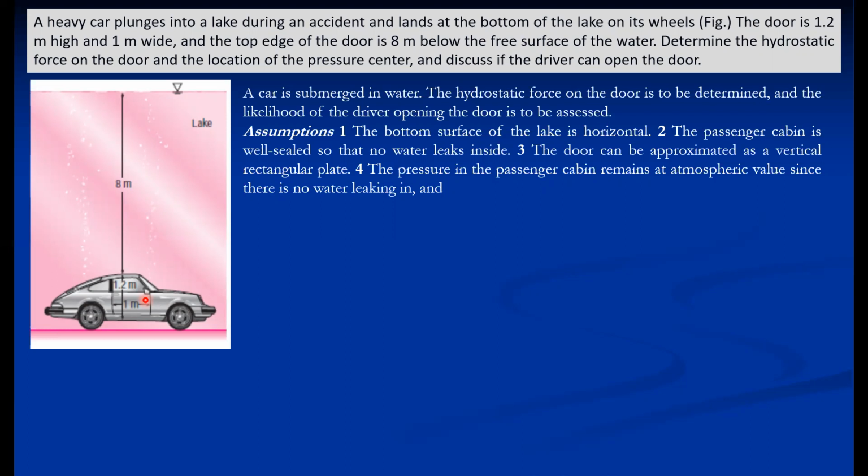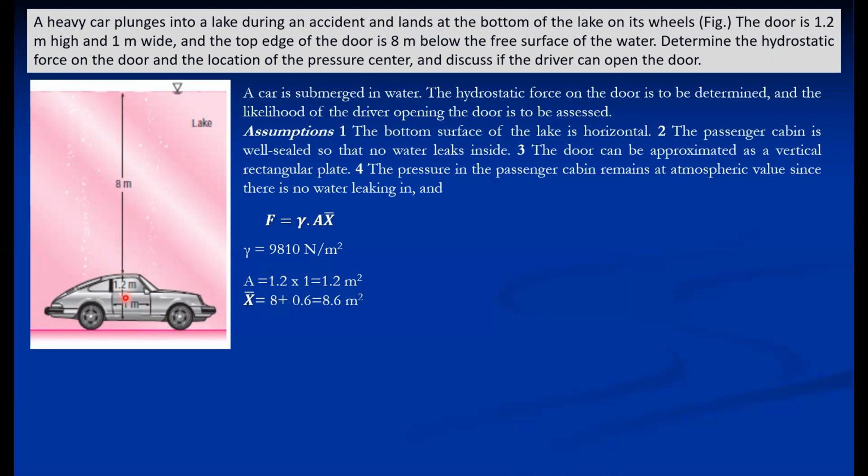The fourth assumption is that the pressure in the passenger cabin remains at atmospheric value since there is no water leaking inside. That's why we can use the formula of a vertical plane surface. For total force, F is equal to gamma A x bar. Now we have to recognize the expressions. Gamma in this case is for water, 9810 Newton per meter cube. Area of the door: the rectangular door has height 1.2 and width 1 meter, so 1.2 meter square. And x bar we can calculate.